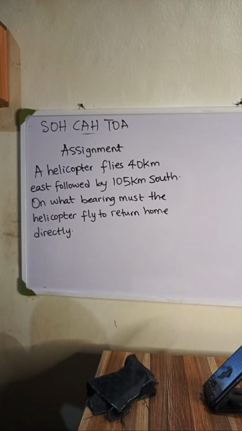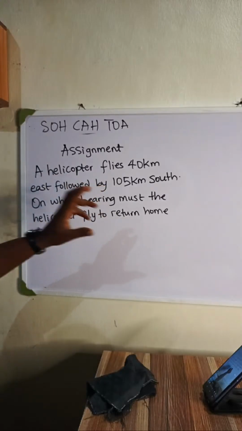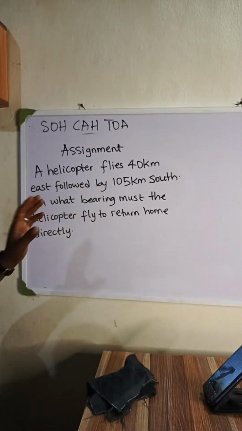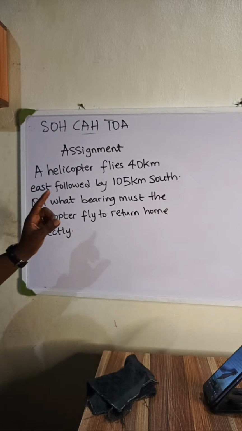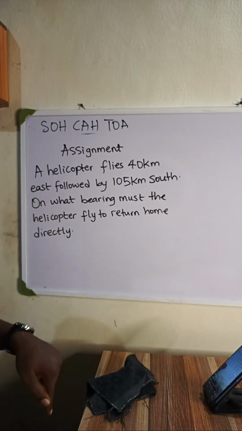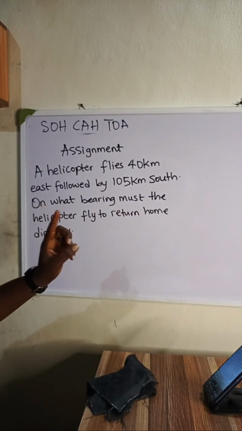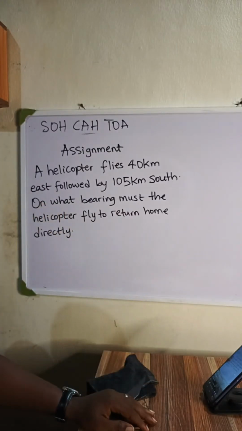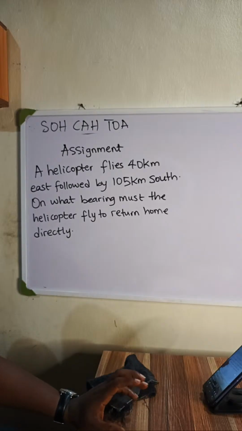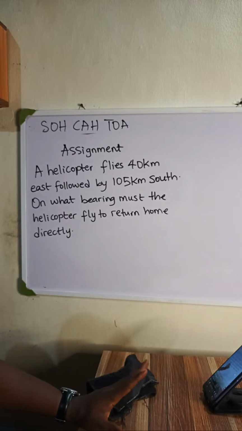So this is the assignment. A helicopter flies 40 kilometers east, followed by 105 kilometers south. On what bearing must the helicopter fly to return home directly? So it will be easier to solve this when we have learned about bearing. But you can attempt it. But next week we're going to learn about bearing.